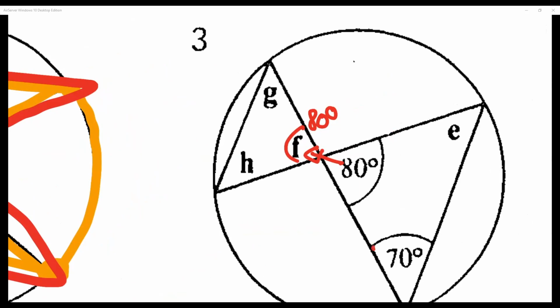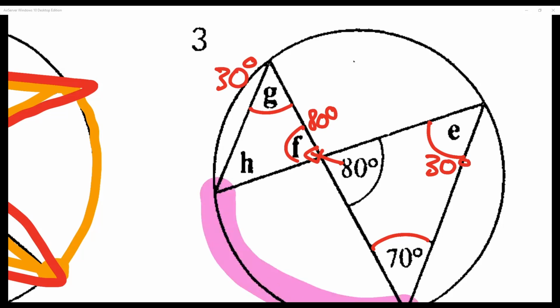Lovely. Right, this one is 70. What's this one here? E. 30 degrees. Because angles in a triangle are 180. And you will have to write that down in the exam paper. What's G going to be equal to? 70. G is going to be equal to 30. I mean 30 degrees, because on the same arc. So these two are equal.